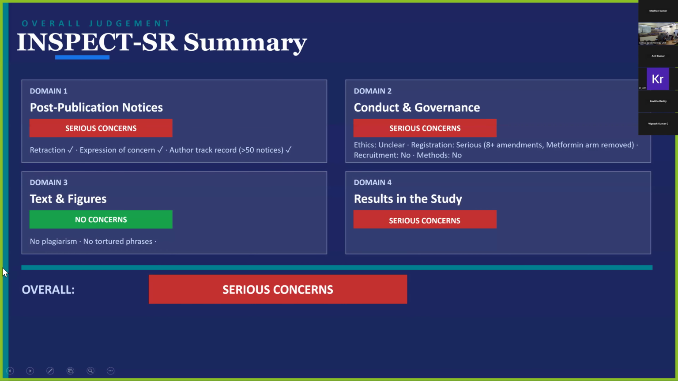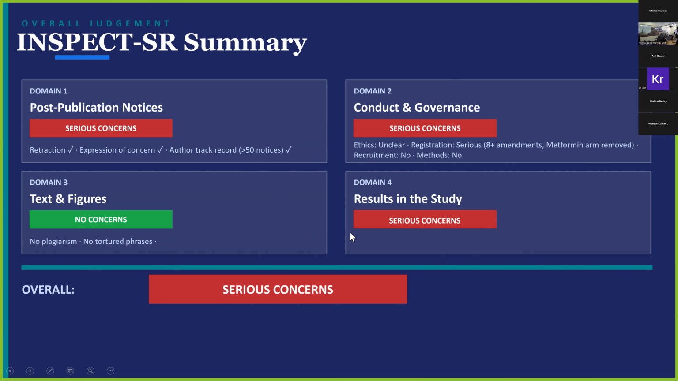So summarizing all our evidence, for domain 1, we have given serious concerns because our article was retracted, and before retraction, there was an expression of concern that was given. And for the domain of conduct and governance, there are some concerns with regards to ethical approval, where they have not given the dates per se of the things being done, and hence we have given serious concerns. In the text and figures per se, we did not find any plagiarism or any tortured phrases, for which we had given no concerns to the overall domain.